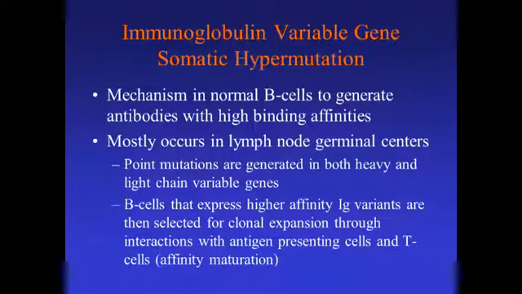And then the other way B cells can generate diversity is through somatic hypermutation. This is a mechanism in normal B cells that generates antibodies with higher binding affinities than may come out initially. It mostly occurs in lymph node germinal centers. Point mutations are introduced in both the heavy and light chain variable genes, and then B cells that express higher affinity immunoglobulin variants on their surface are selected through clonal expansion by interacting with antigen-presenting cells and T cells in a process called affinity maturation. So this hypermutation only occurs in B cells, doesn't occur in T cells, and is responsible for generating high affinity antibodies.